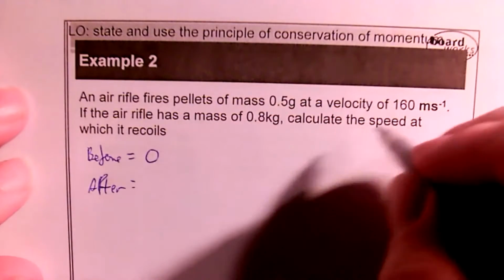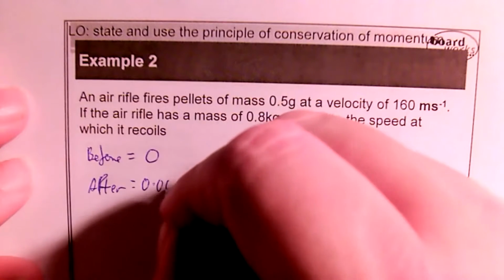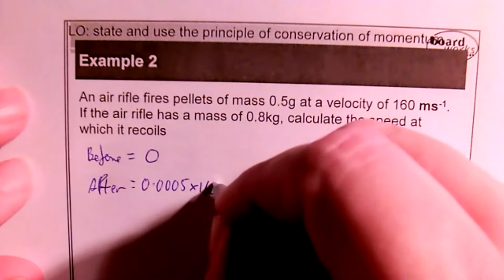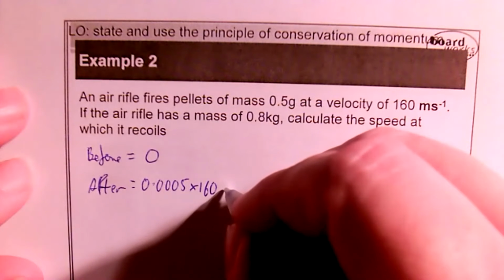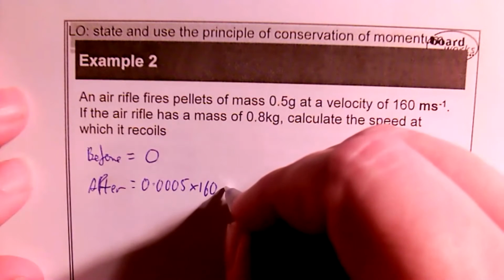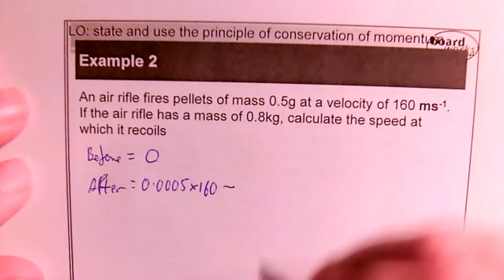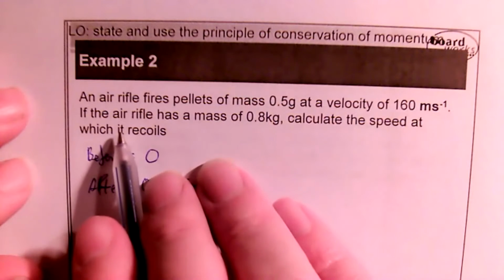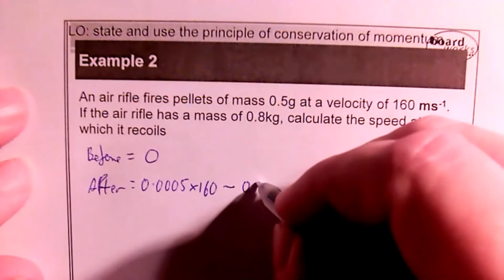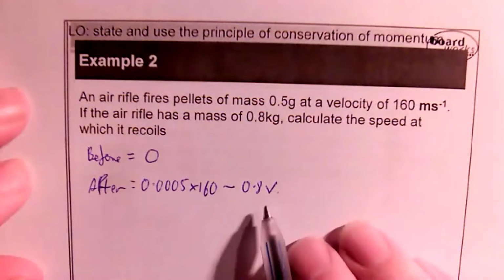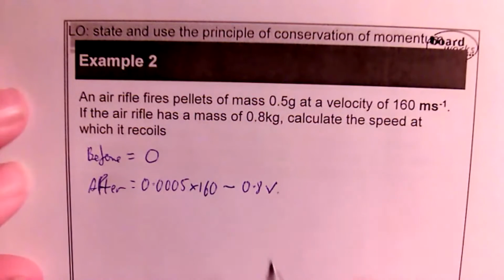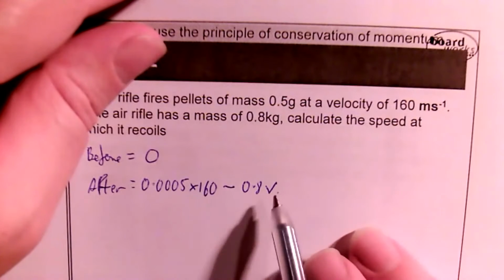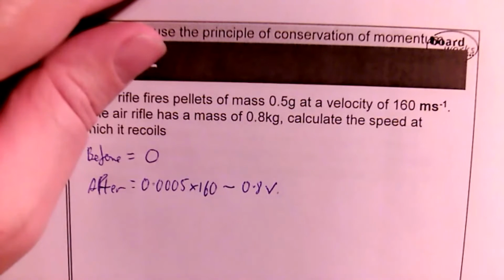Now its mass, 0.5 grams, is 0.0005 kilograms, multiplied by 160. Now you've got to do minus, because it's going to have a negative velocity. So we're adding together the momentum of the air rifle, which is going to be the mass of 0.8 times v. Okay, because we're going to put that there instead of putting v as a minus there. We're assuming it's going to be negative, so I'm actually putting the minus here so I get a positive number. It just balances out a little bit more easily.